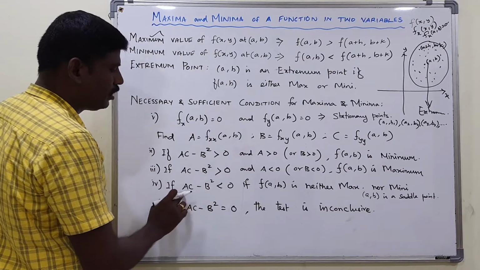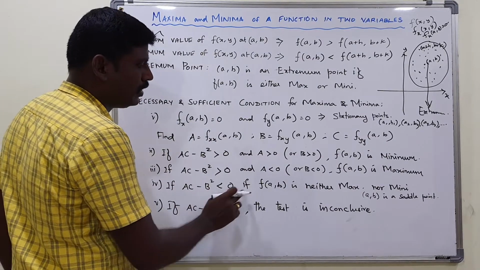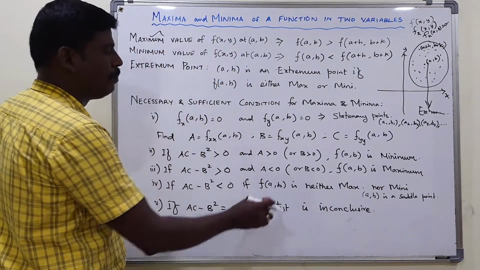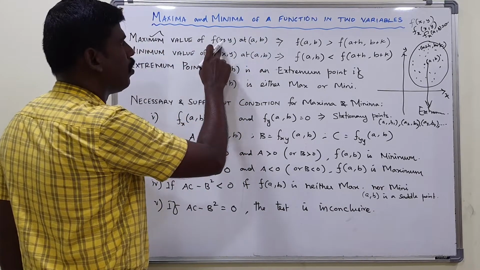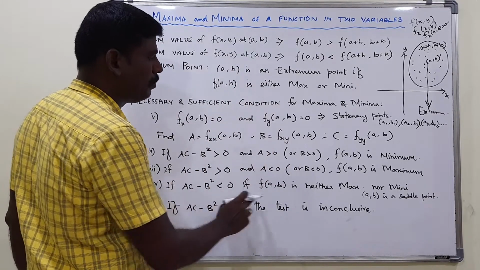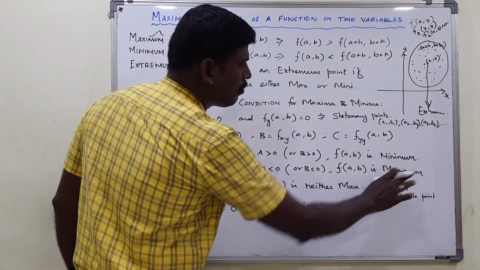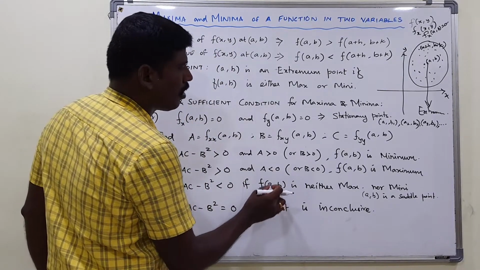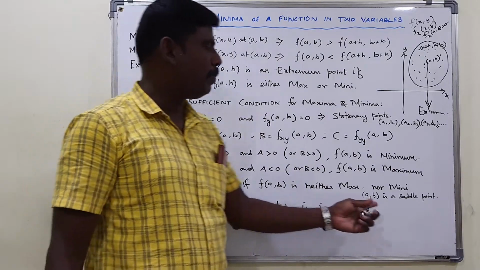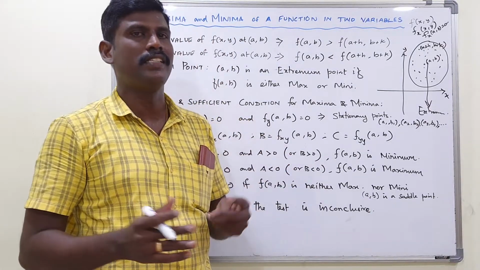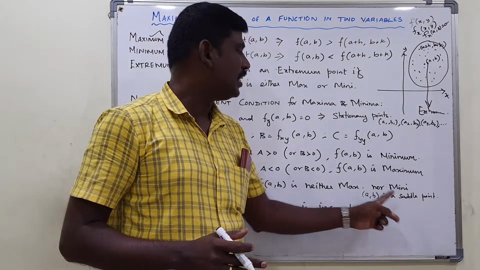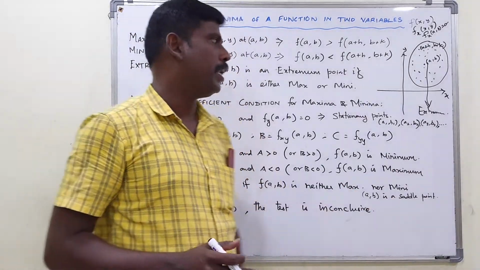Suppose ac minus b square is negative, then f of x comma y is neither maximum nor minimum at the point a comma b. That means f of a comma b is neither maximum nor minimum. Such points are called saddle points. What do you mean by saddle point? When we say that a comma b is a saddle point, it takes neither a maximum nor a minimum.